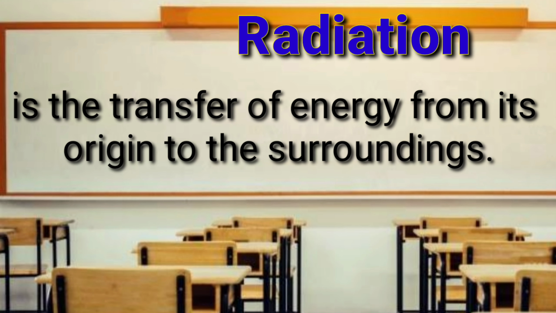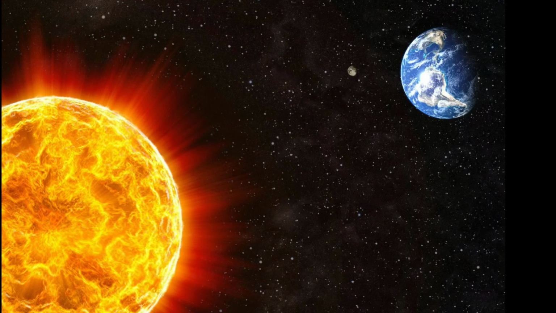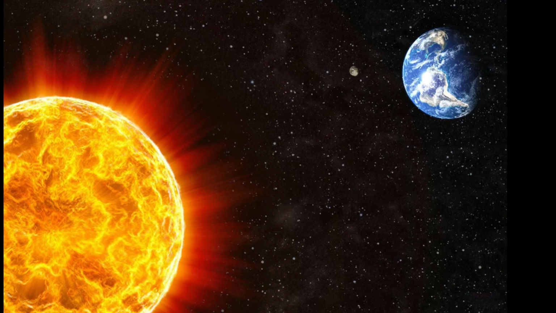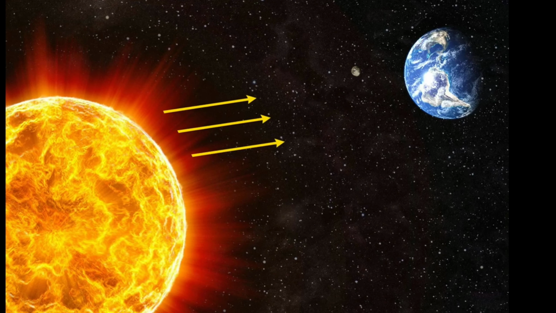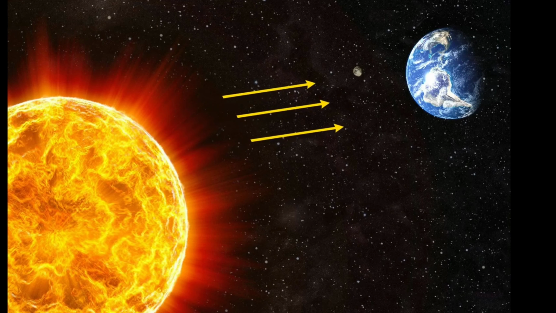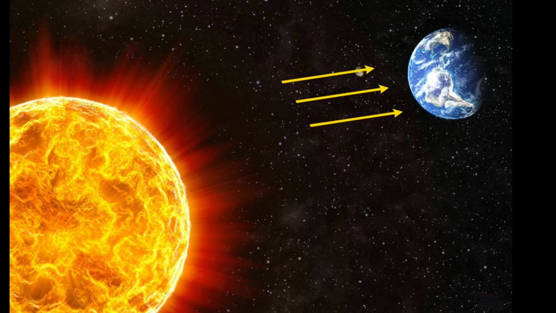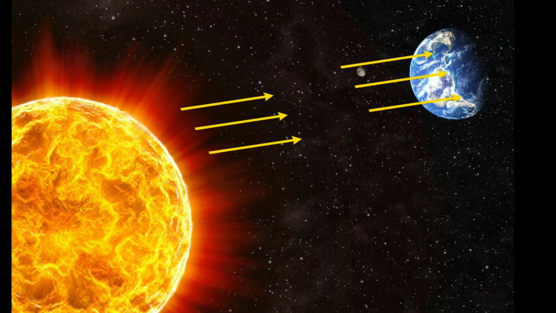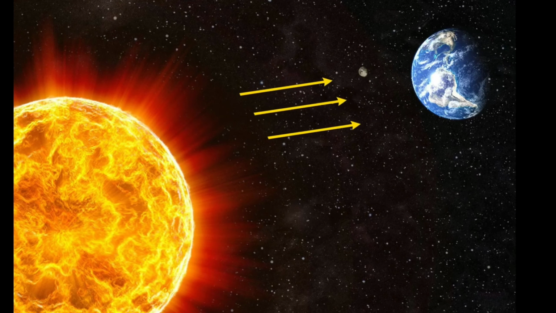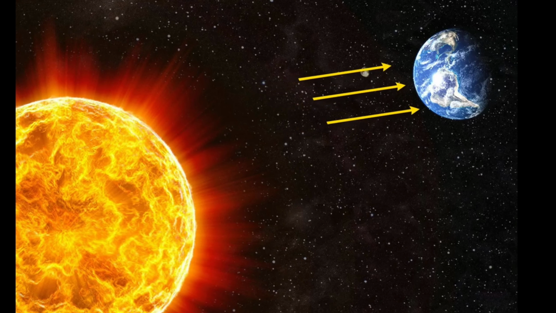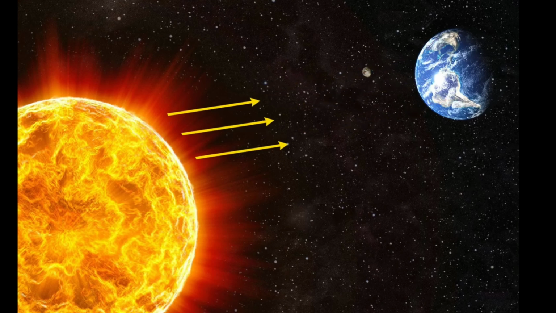Now let us discuss the last method of heat transfer, radiation. Radiation is the transfer of energy from its origin to the surroundings. Let us have this example. Heating of the earth by the sun is an example of transfer of energy by radiation. Energy is being transferred from the sun to earth via electromagnetic waves or radiation.